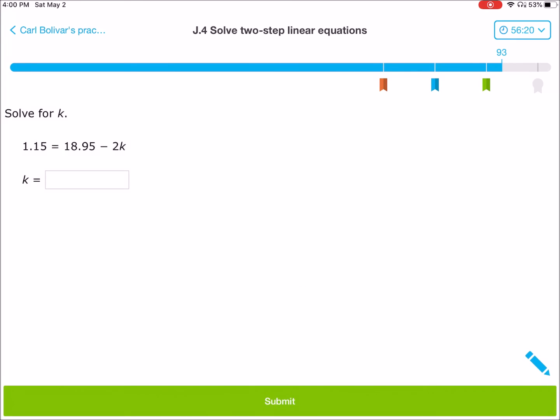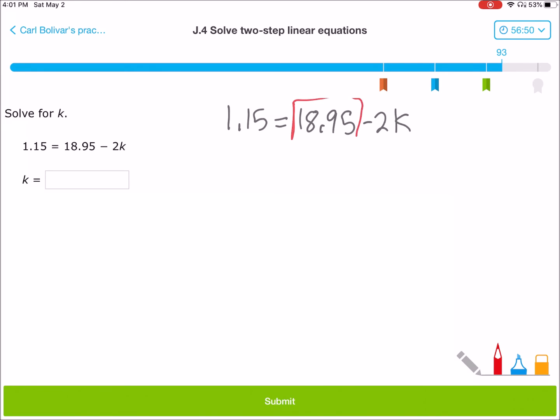Well done. Hope that you guys got that right. Okay, so now we have this one. So let's solve for k. Alright, so let's first write it up. 1.15 is equal to 18.95 minus 2k. Alright, so first what we have to do is take this integer right here and put it to the other side. But how do we do that?